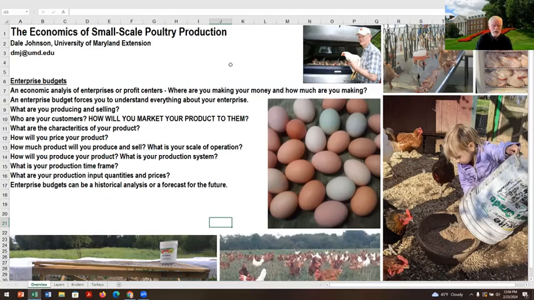How much product will you produce and sell? In other words, what is your scale of operation? How will you produce your product? What is your production system? What is your production time frame? What are your production inputs, quantities, and prices? What do I have to do in order to produce these things? And then the enterprise budgets can be a historical analysis, or they can be a forecast for the future.